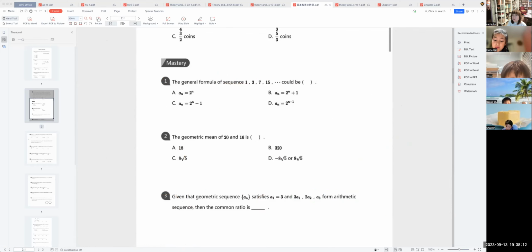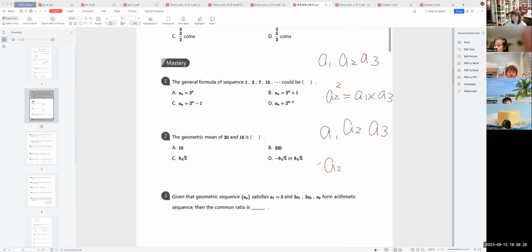Okay, everybody? The most important thing for geometric is if you have A1, A2, and A3, so A2 squared equals A1 times A3. Okay, if you have an arithmetic sequence, you have A1, A2, and A3, 2 times A2 equals A1 plus A3. That is the most important thing. It doesn't have to be 1 and 3, okay? As long as the difference is the same.